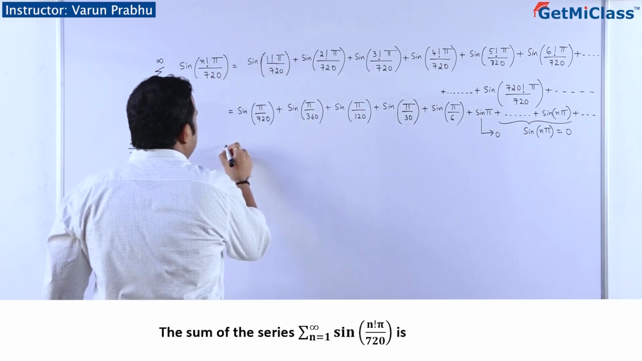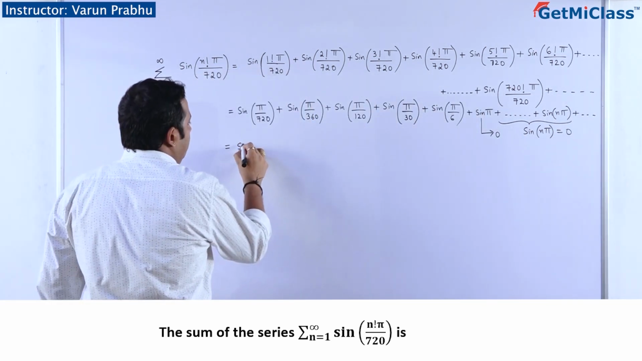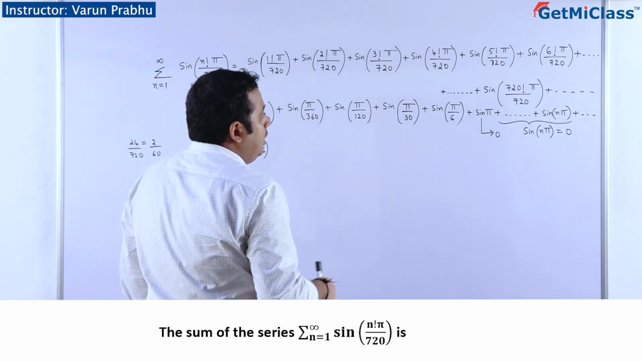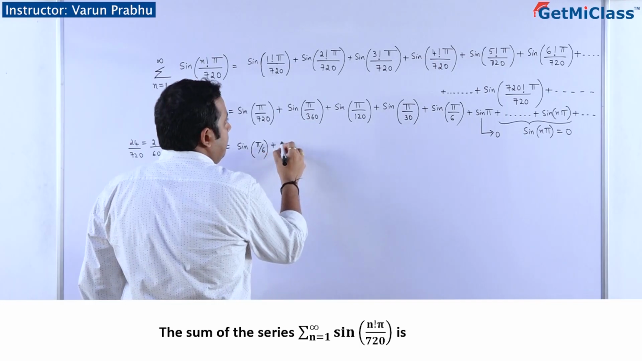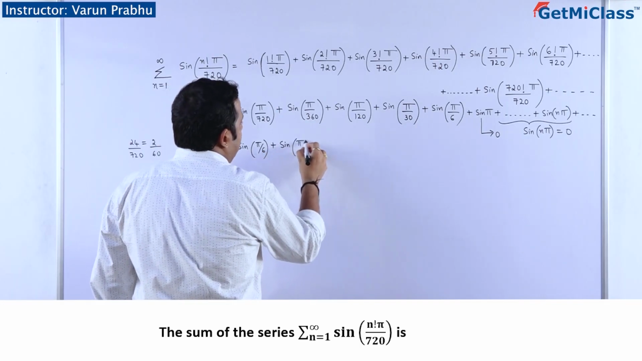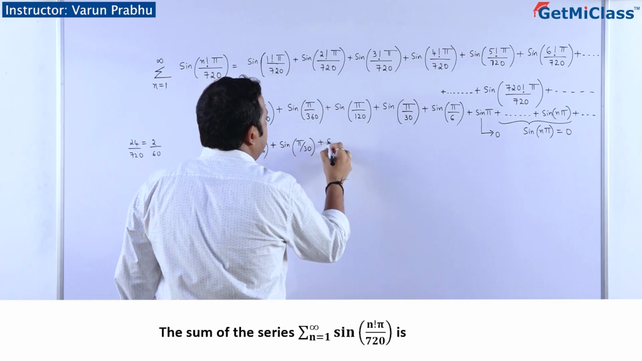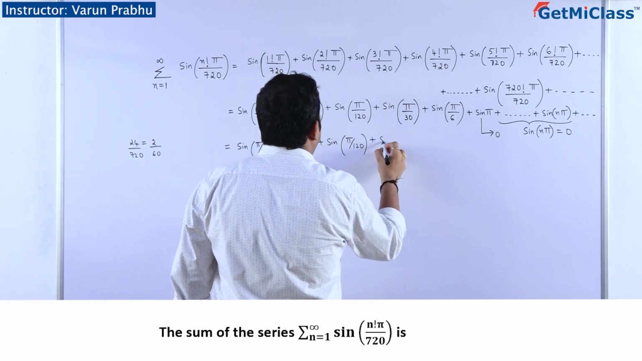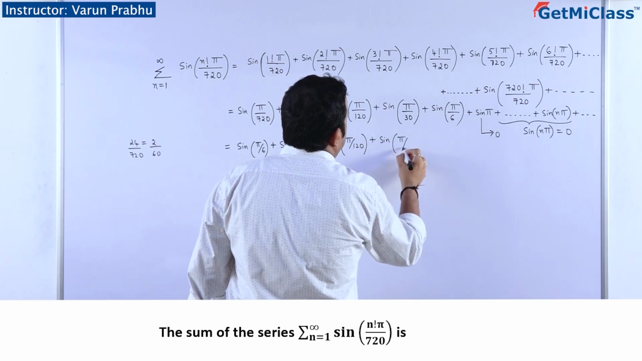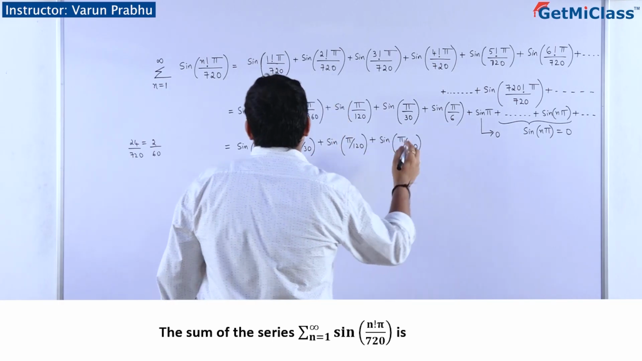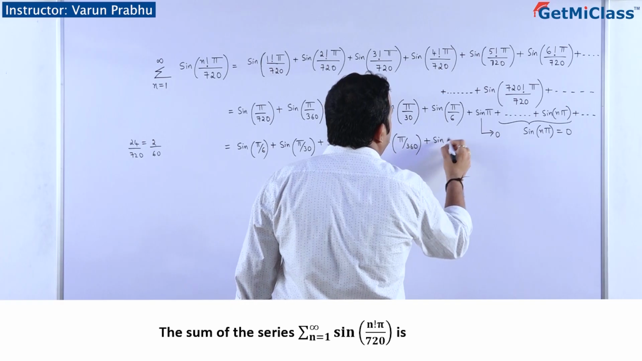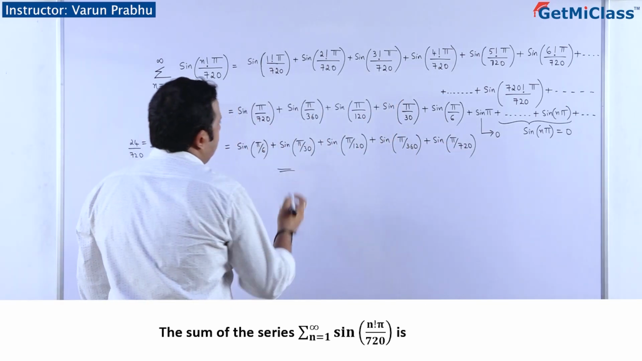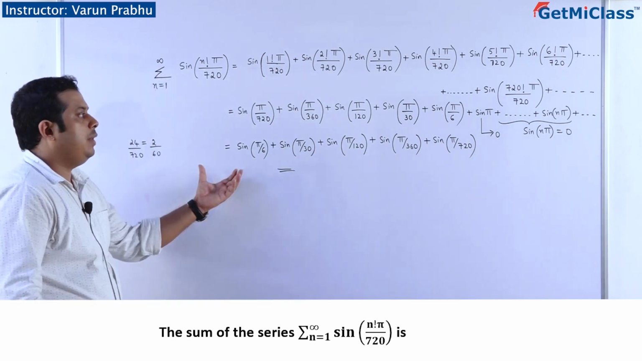So what will be the answer to the question? The answer to the question, as seen in the option, will be, they have written in the descending order, sine pi by 6 plus sine of pi divided by 30 plus sine of pi divided by 120 plus sine of pi divided by 360, plus sine of pi divided by 720. Are you getting it? Sine of pi divided by 720. So this would be the answer to the question. This is very important.